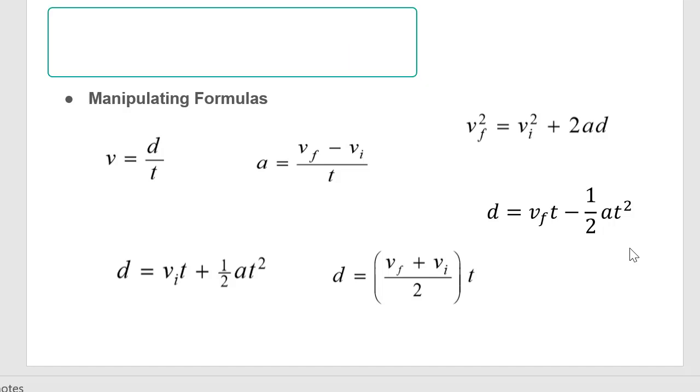Welcome. This video is all about manipulating formulas. These are the kinematics equations or formulas from the datasheet, the ones that we'll be using in this unit. And one of the skills that you need to develop is you need to be able to rearrange these equations to solve for different variables. So I'll be showing you how to rearrange or manipulate these formulas in a few different examples in this video.